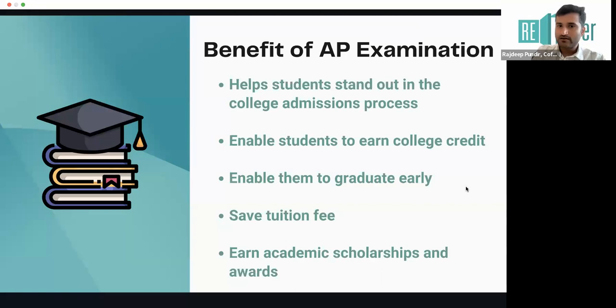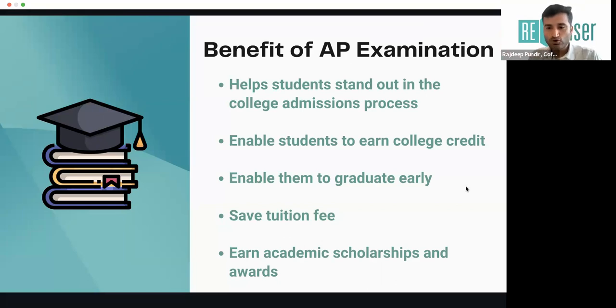So what we are saying here is, if you are doing AP exams while you are in grade 9, grade 10, grade 11, you actually earn those college credits while you are in India itself. That means you don't have to do these courses while you are in college, because you've already done them while you are in school itself.